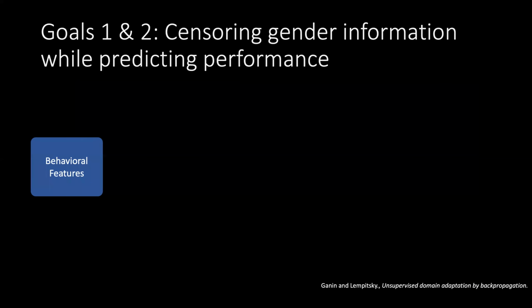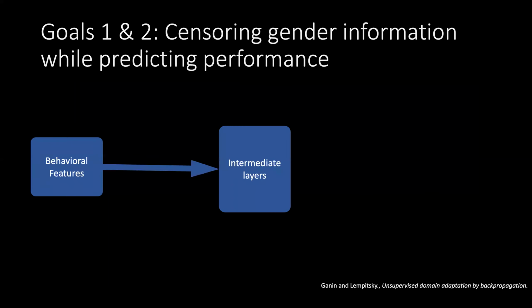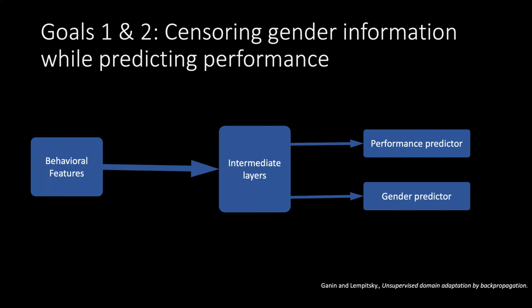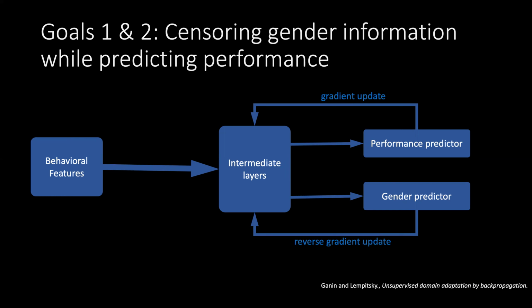So to achieve the first 2 goals, we applied an adversarial censoring technique. Similar to typical neural networks, we have our input features. They are fed into intermediate layers and then to the output layer that predicts performance. But we simultaneously predict students' gender. During training, the gradients are updated as usual to improve performance prediction at every iteration. But for gender prediction, we did the reverse gradient update. As a result, the model gets worse at predicting gender over time.